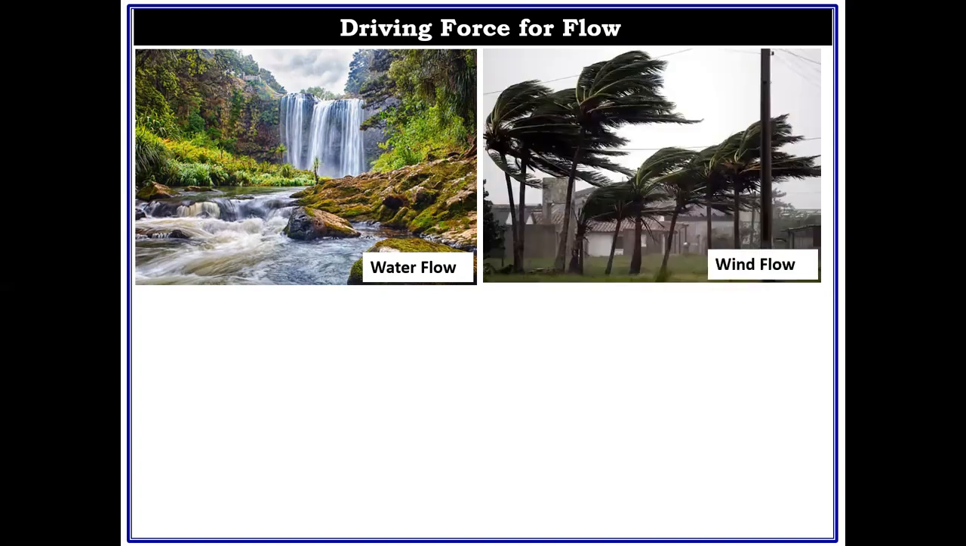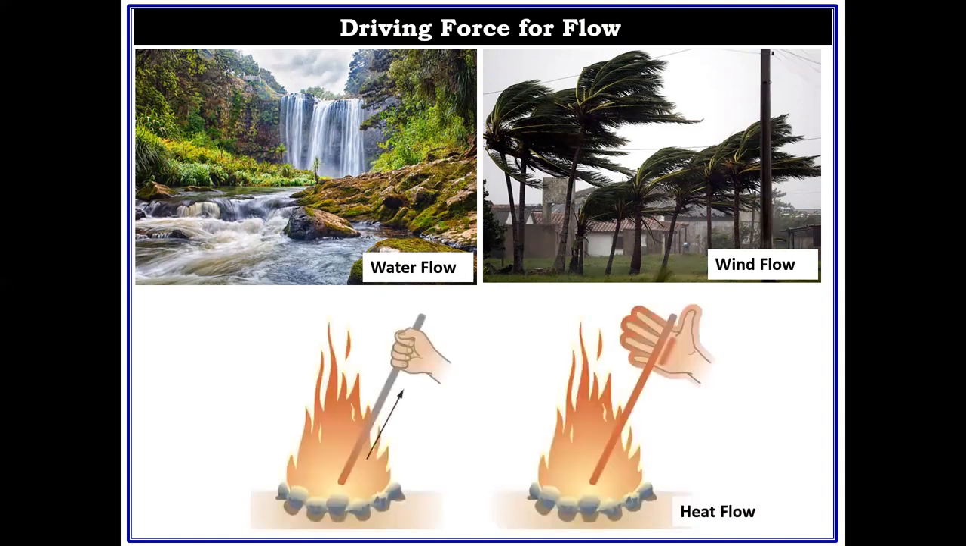The second picture shows the wind flow. For wind flow, the driving force is pressure difference. So wind always flows from a high pressure region to a low pressure region. In the same way, for heat flow, the driving force responsible for heat flow is a temperature difference. So heat always flows from a high temperature point to a low temperature point.